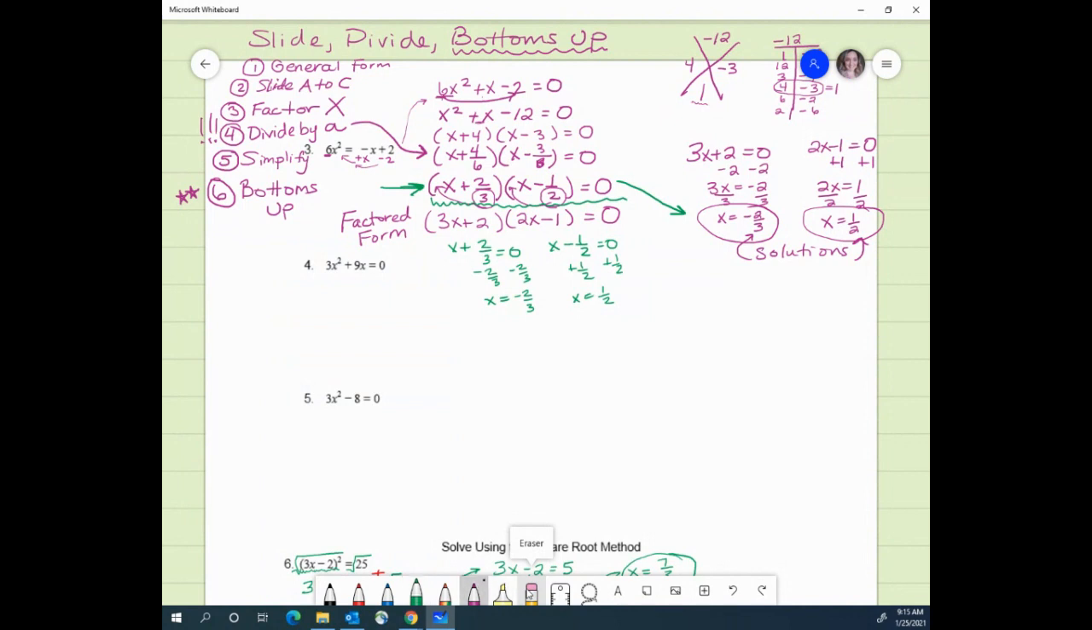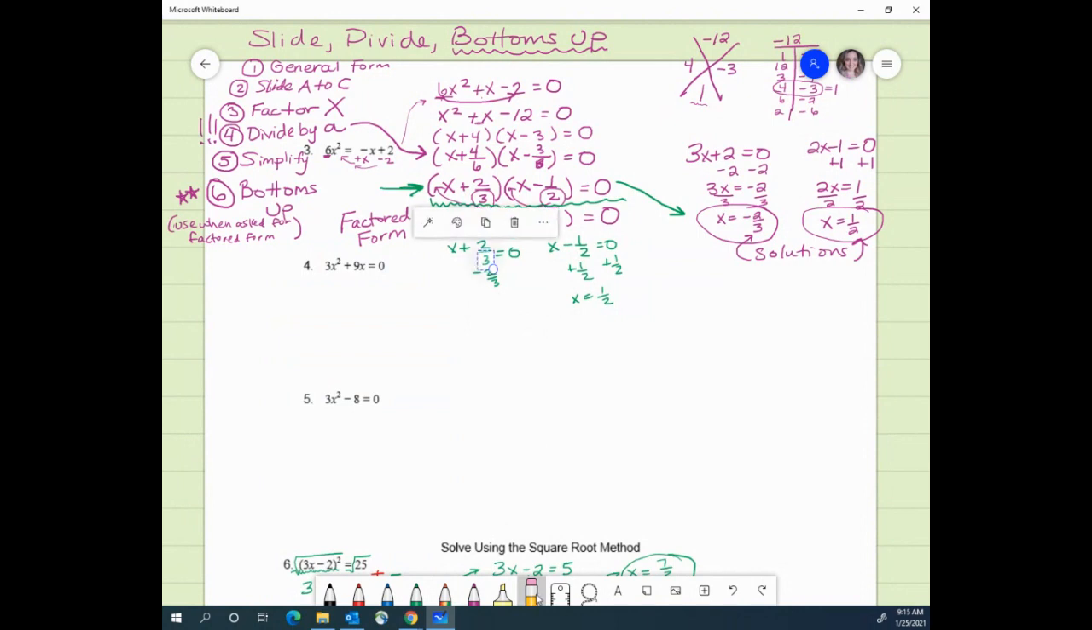So let me just write that under that step. Bottoms up, use when asked for factored form. Otherwise, you can go straight to solutions. So it'll let me delete this. Not letting me use the eraser. Same reason.